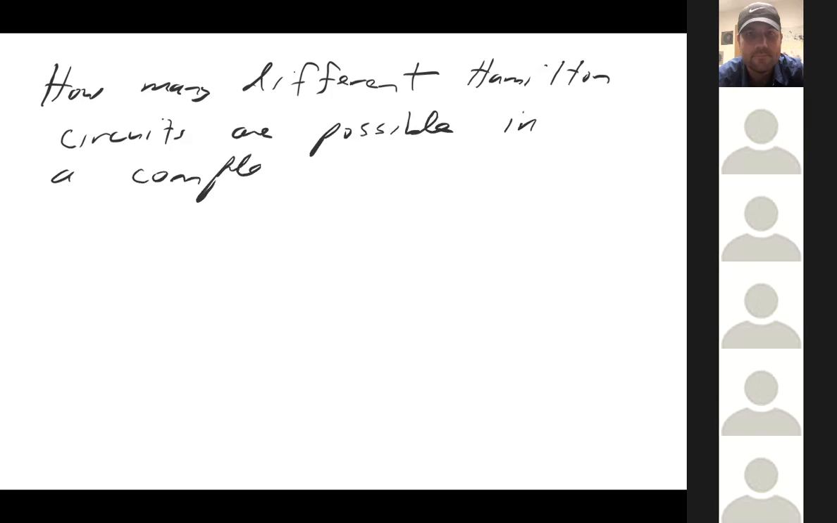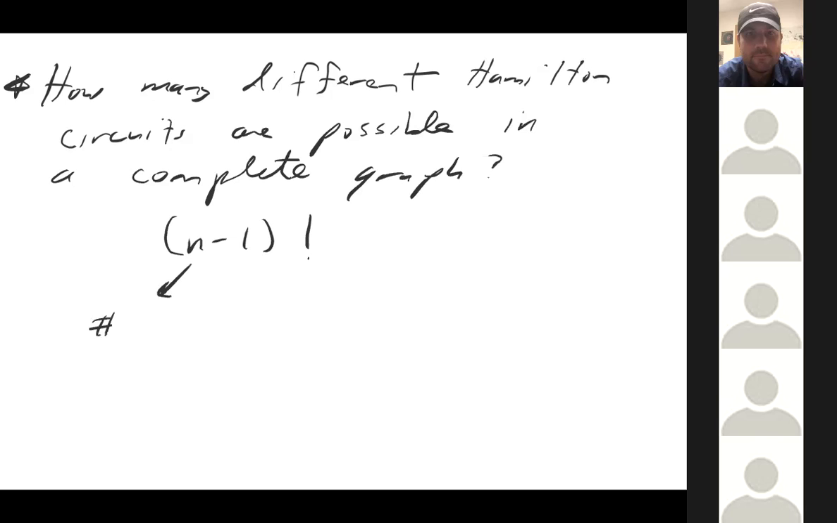Okay, remember I said before that there are many answers possible for these paths. So the question is, how many different Hamilton circuits are possible in a complete graph? Well, the answer is n minus 1 factorial, where n is the number of vertices. So if I have a complete graph and I want to find out how many different Hamilton circuits are possible in a complete graph, that's how many there are.